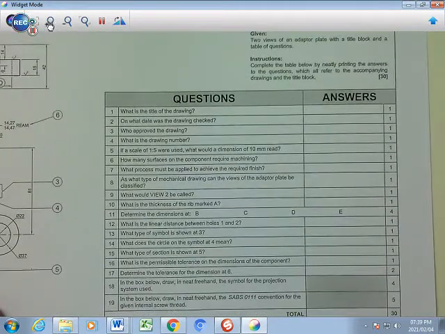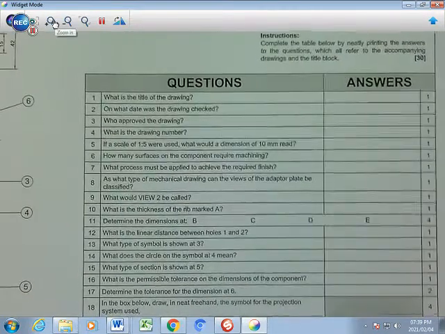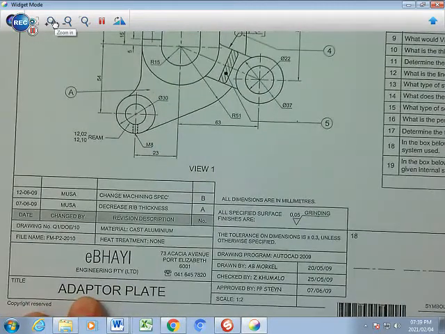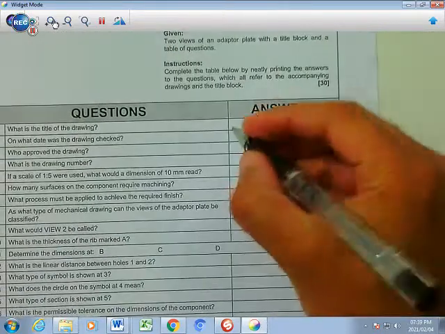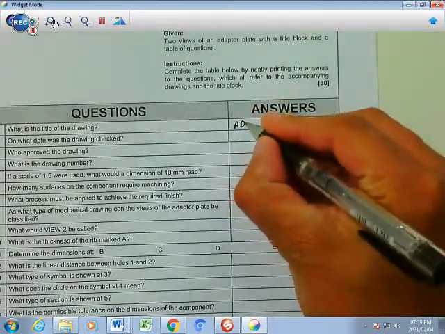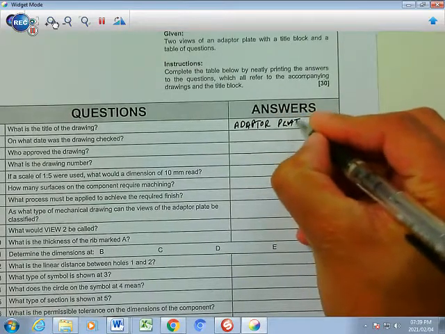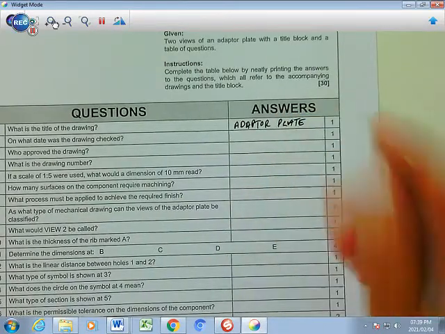So let's start with number 1, and let's go through it and see how we find those answers. The first question is, what is the title of the drawing? And so you go into your title bar there and you see adapter plate, and you're going to write it in here, adapter plate. Your answer there.